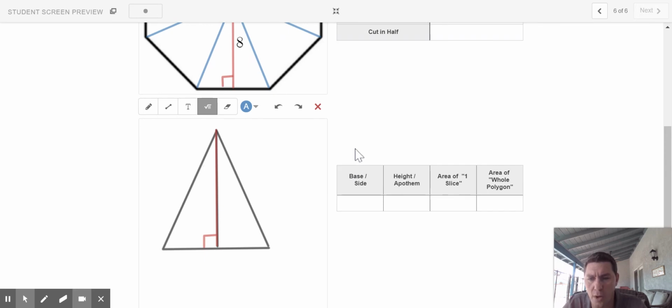When we look at just one slice, so I'm just zoomed in on one slice here, I know that the apothem, or the height of this triangle, is 8, but I don't know anything else about this triangle. And so in order to find the base, to go with my height of 8, I need to use some trig. And in order to use trig, I need an angle.